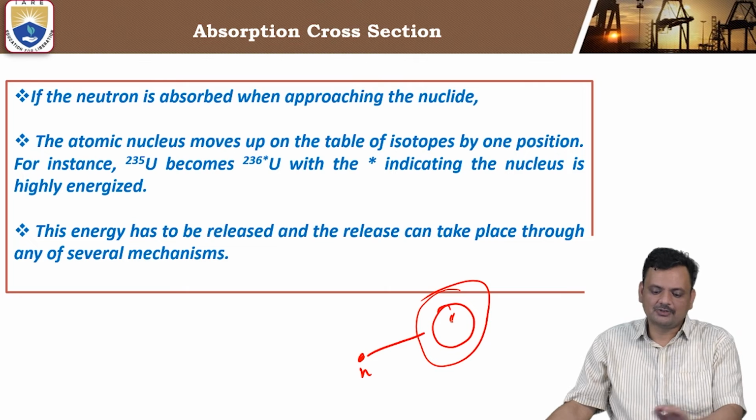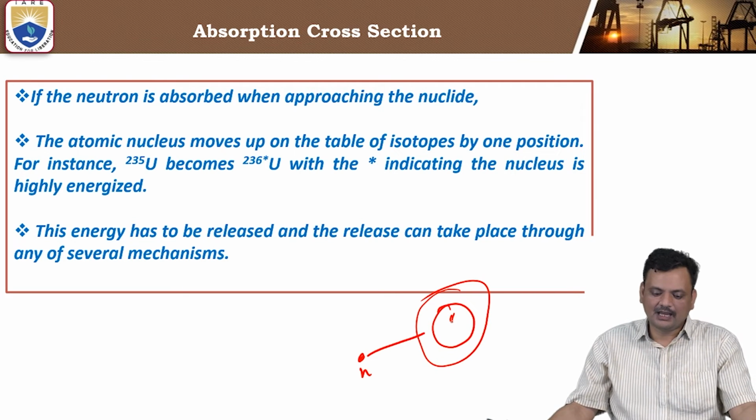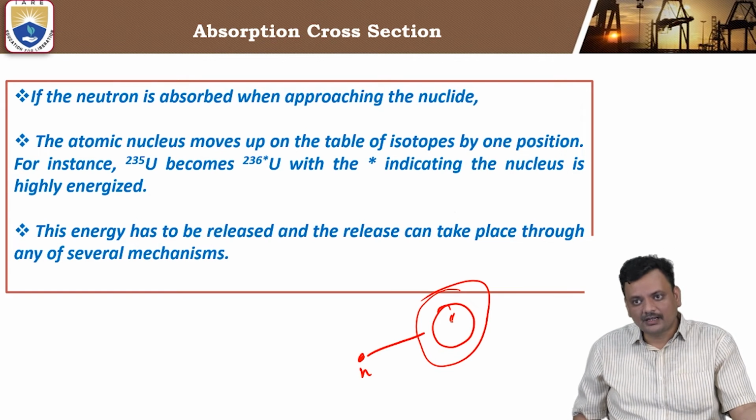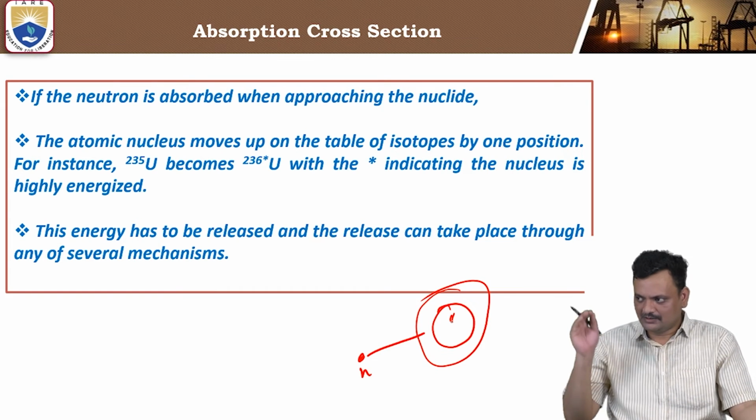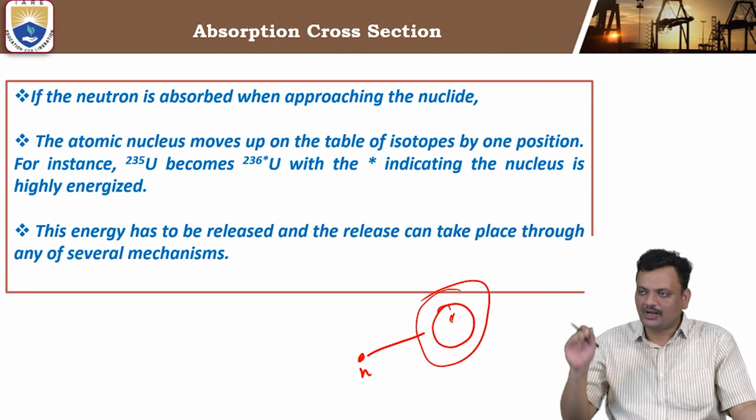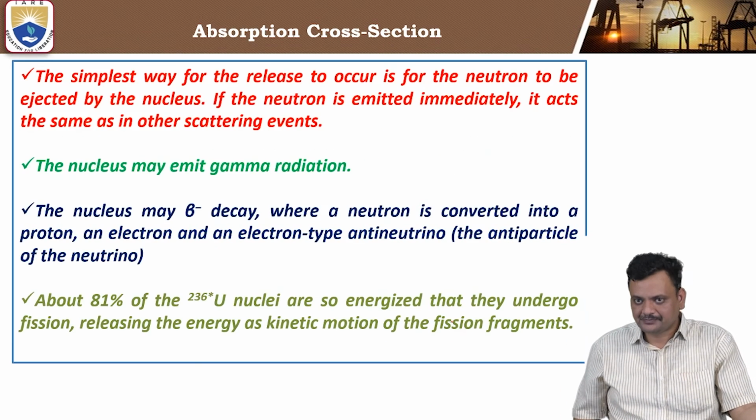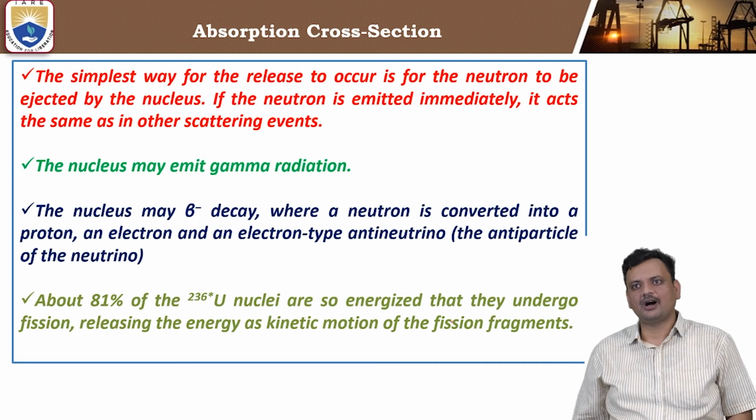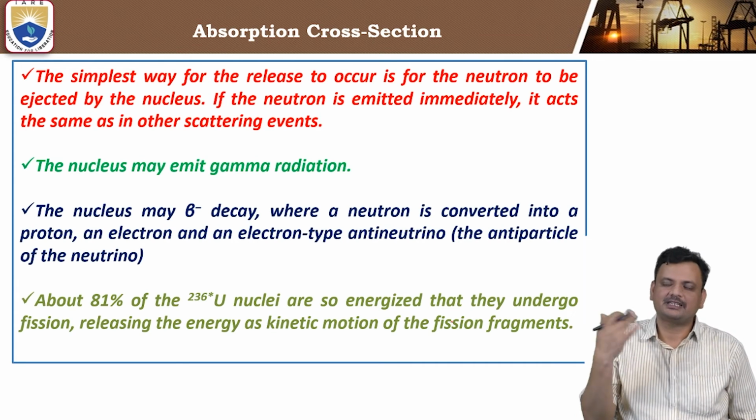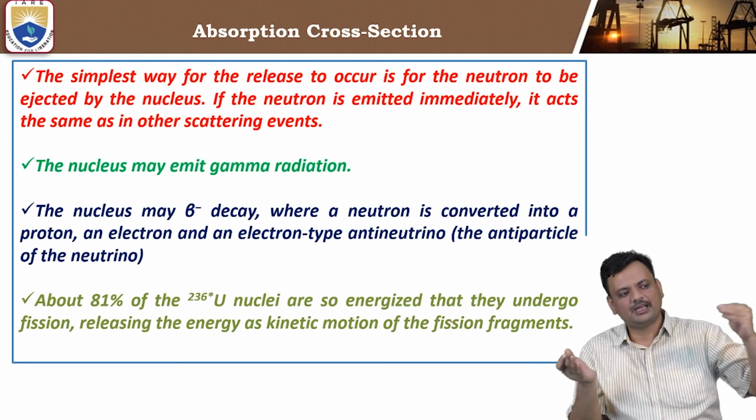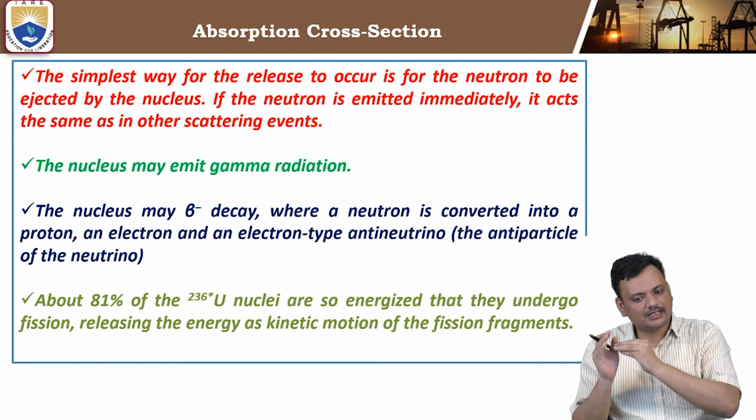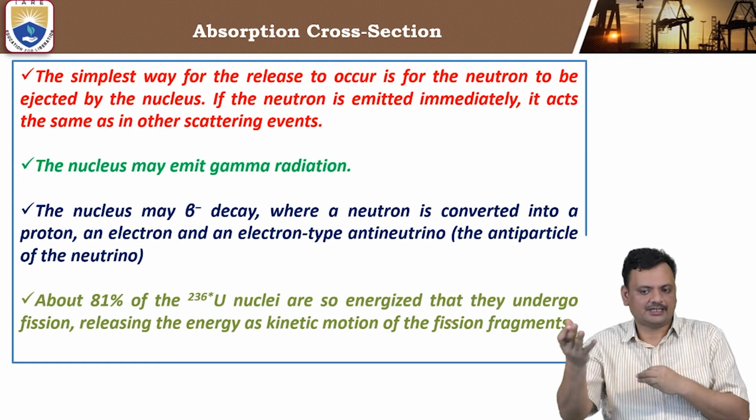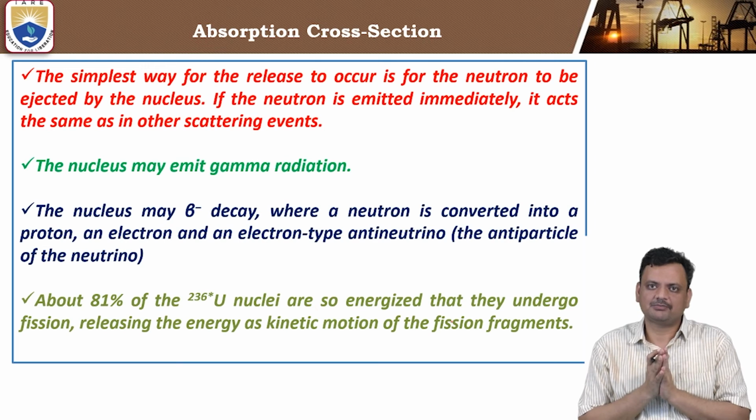This energy has to be released, and release can take place through any of several mechanisms. That is, how that nucleus will go to its stable state. The simplest way for the release to occur is for the neutron to be ejected by the nucleus. Whatever the nucleus absorbed, the same thing it ejected. That is the very simplest process.